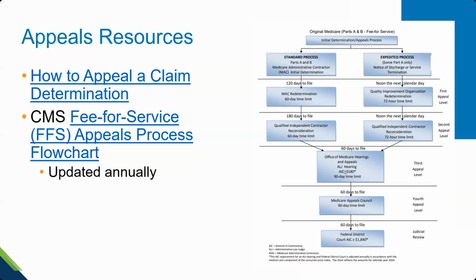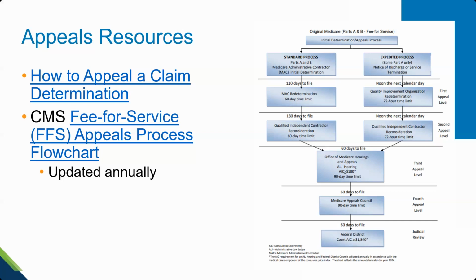On the right side of this page, and I know it might appear quite small here in this slide, you have the link to it over on the left. One of my very favorite resources for appeals is the CMS fee-for-service appeals process flowchart. This flowchart is updated annually. If you look closely at the bottom of that graphic on the right side, you're going to see the date. This says the chart reflects the amounts for calendar year 2024. So if you begin using this within your office, make certain you're aware that come 2024, the information on it may change.